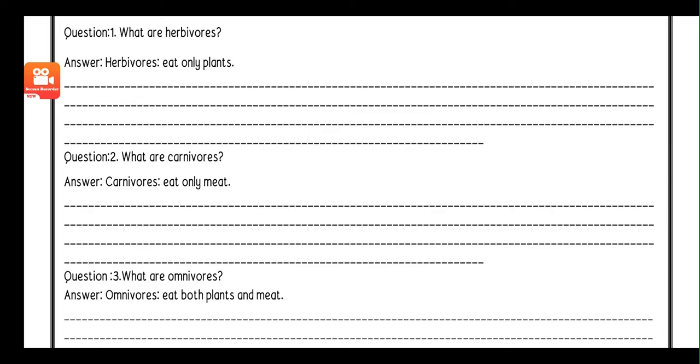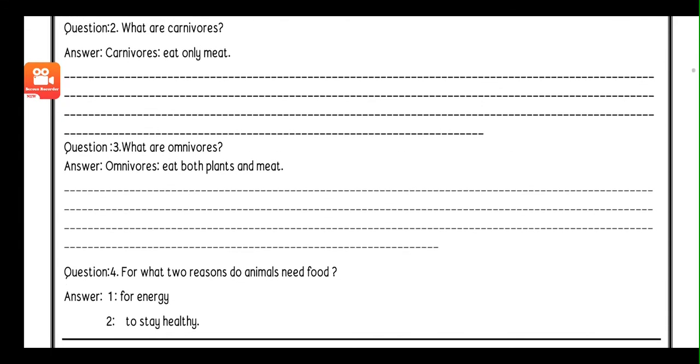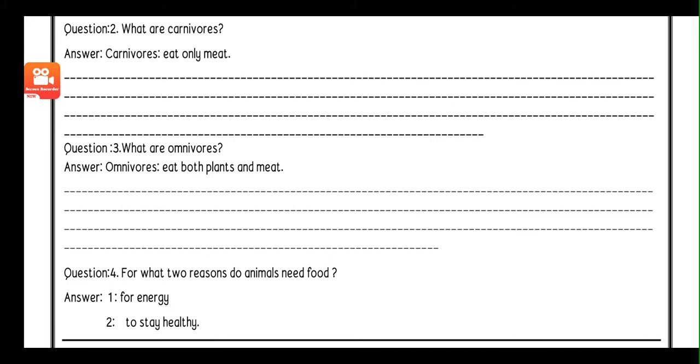Herbivores kya hai? So the answer is, herbivores eat only plants. Herbivores aise animals hain jo sirf paude khate hain, plants khate hain. Next question, question number 2 is, what are carnivores? Carnivores kya hai? So the answer is, carnivores eat only meat. Carnivores aise animals hain jo sirf meat khate hain, yani gosht khate hain.